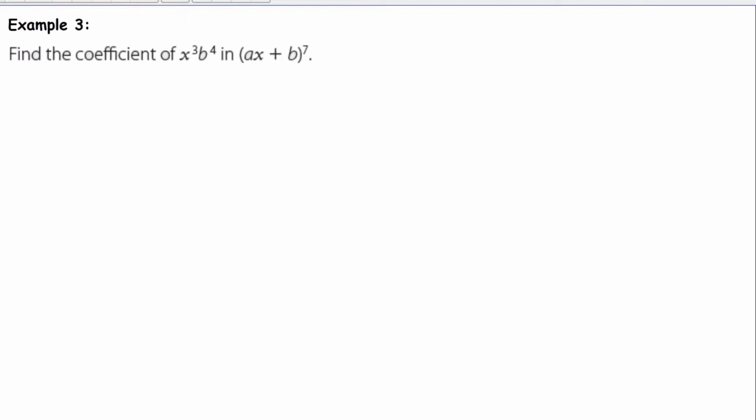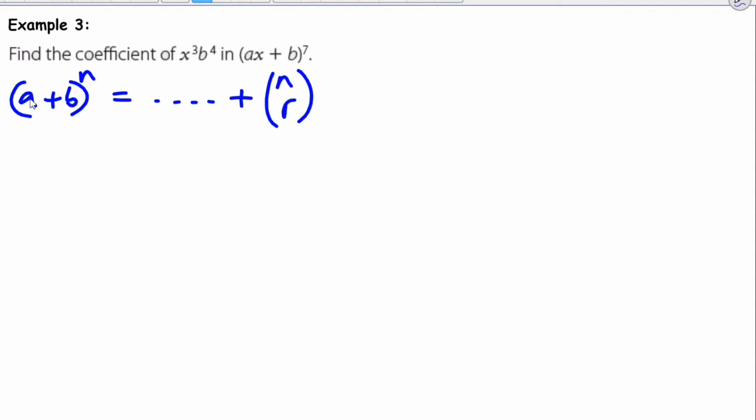In this example, we are required to find the coefficient of x cubed, b to power 4, in the expansion of (ax plus b) to power 7. So the first step, as always, is to write down the binomial expansion formula. The binomial expansion formula goes like this: (a plus b) to power n will be whatever comes first plus the general term formula plus whatever comes next.